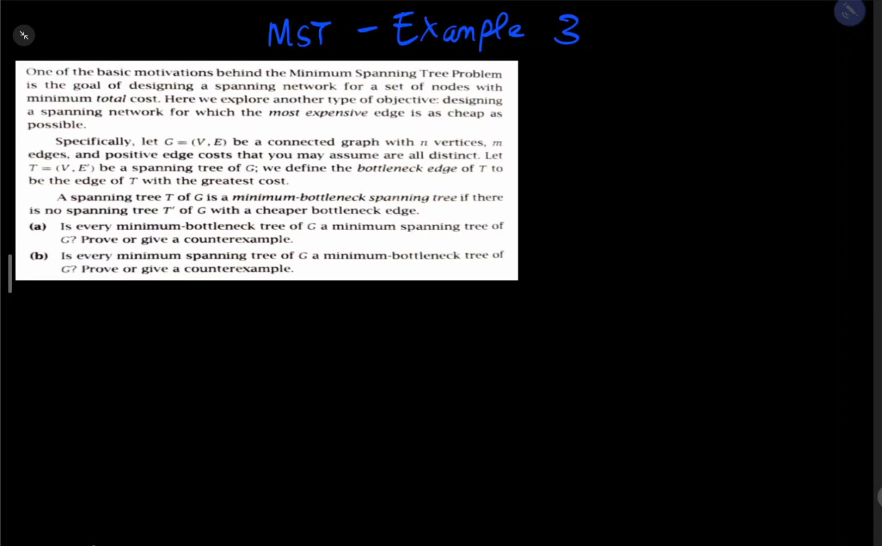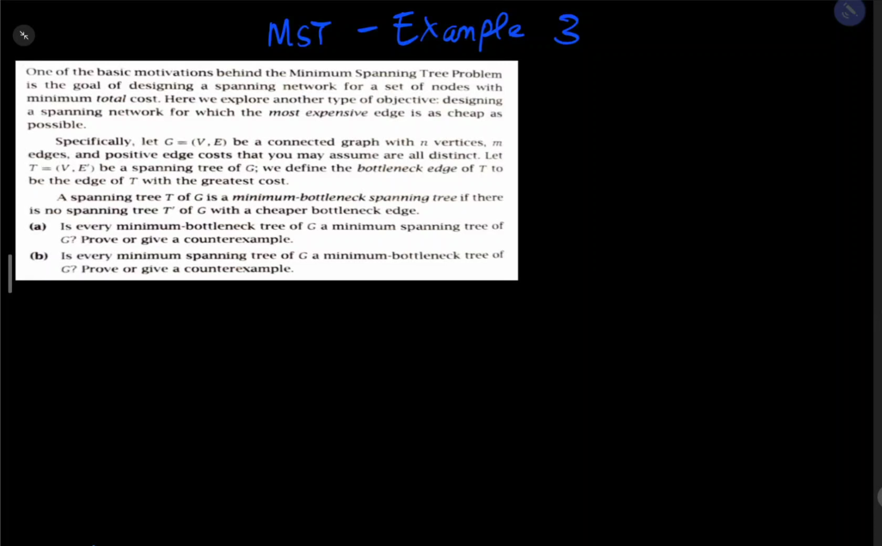Like I was saying, in a minimum spanning tree, we have the cheapest edge of the tree, and every other edge cannot be cheaper than the edge of the minimum spanning tree. This implies that every other edge is more expensive. The edge of the MST is the least expensive. So the MST, which is the minimum spanning tree, is the minimum bottleneck tree.